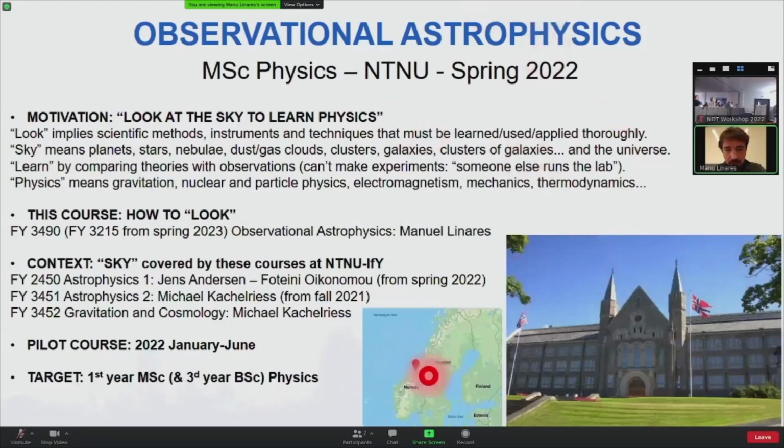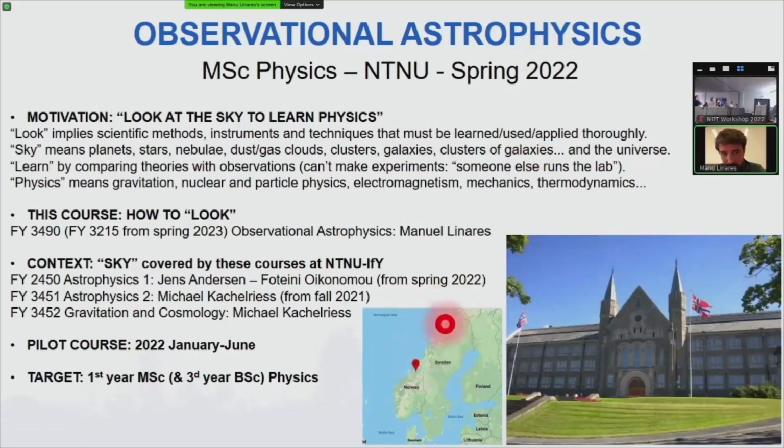Well, first to put Trondheim and the Norwegian University of Science and Technology on the map. We're here in Trondheim, in the lower third of Norway. And to give some context for this course, this is a first-year master's course, or with some flexibility, also including third-year bachelor students, all in physics.